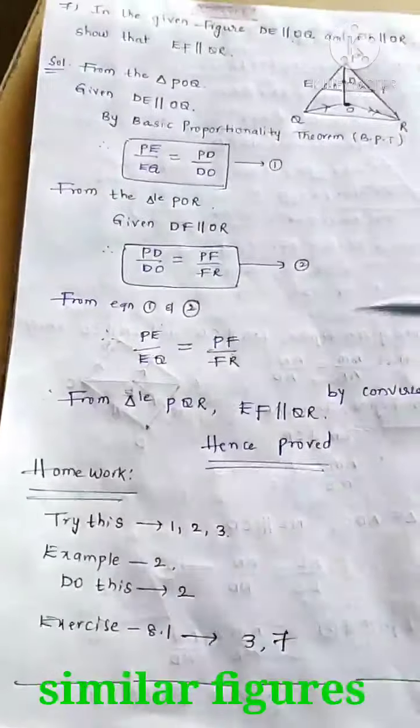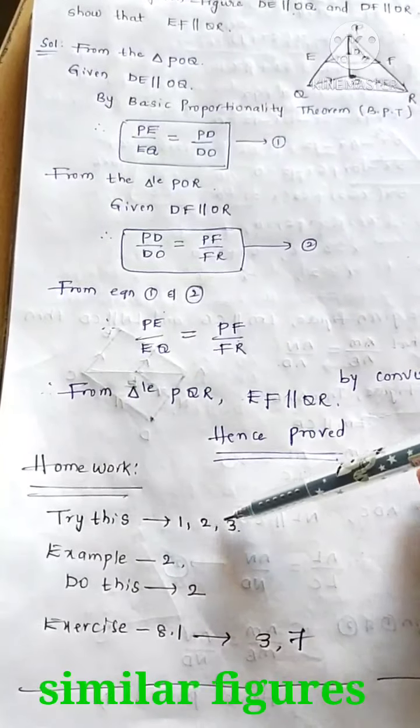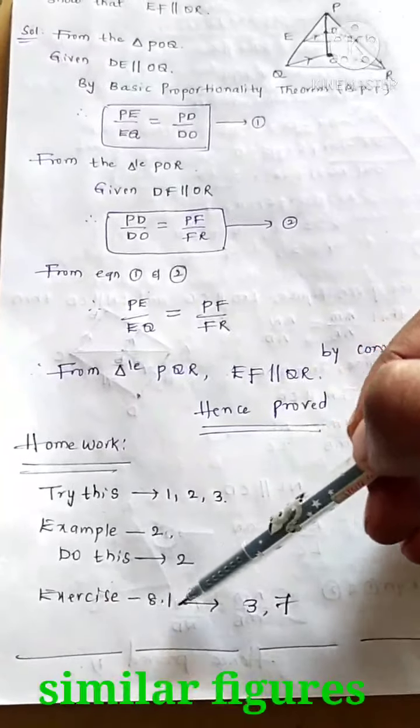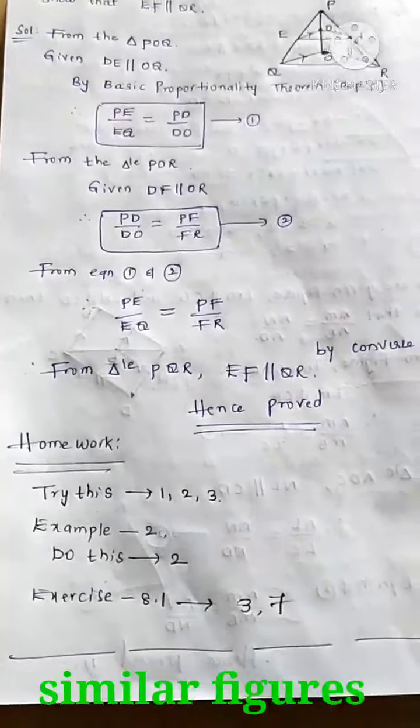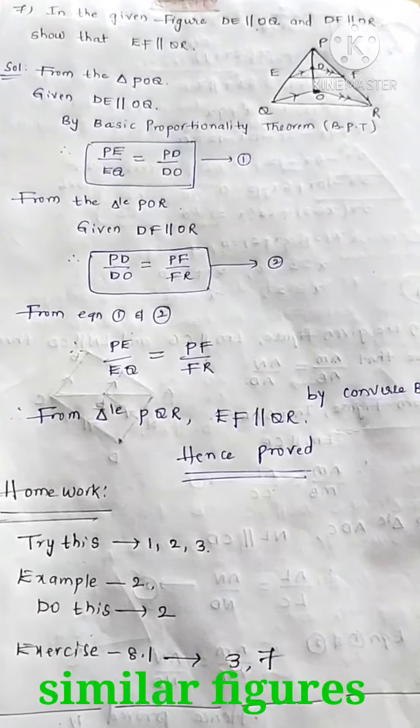Simple, very easy one. Homework, try these questions. First bit, there are 2-3 to do. Second, third questions. Example 2 problem, do these 2 problems, and exercise 8.1 question number 3, question number 7. Do only these, don't do any others. Okay? The remaining 1-2 questions I will explain.